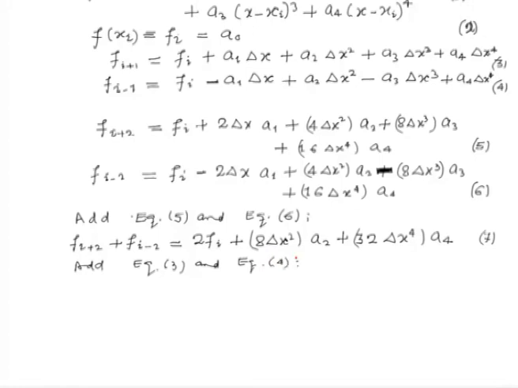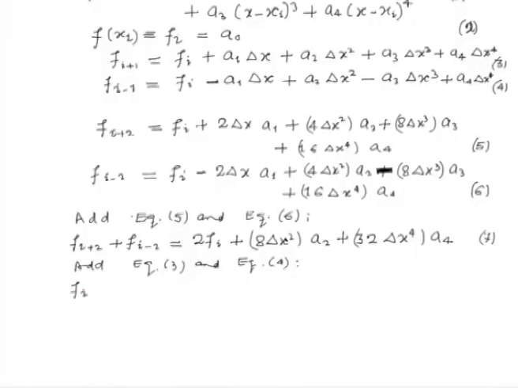So this addition will again eliminate a1 and a3 terms. So we get another equation in terms of a2 and a4. So we will get f of I plus 1 plus f of I minus 1 will be equal to twice of fi plus 2 delta x square times a2 plus 2 delta x to the power 4 times a4.